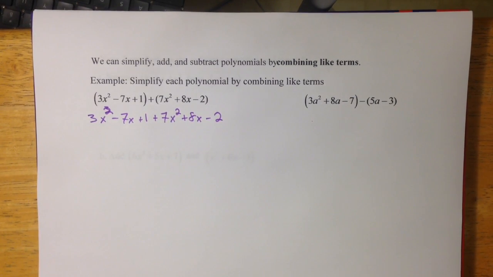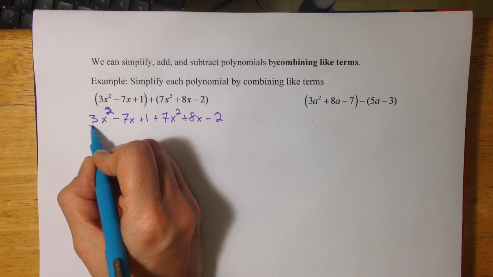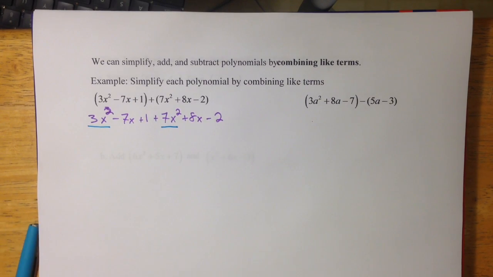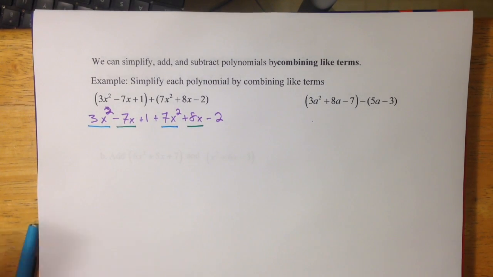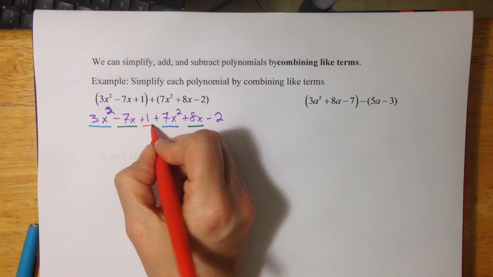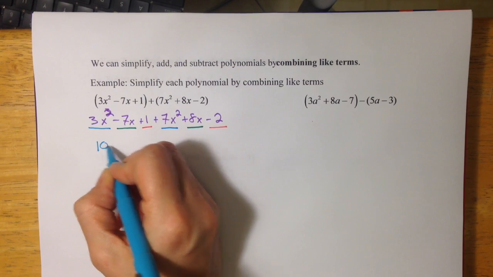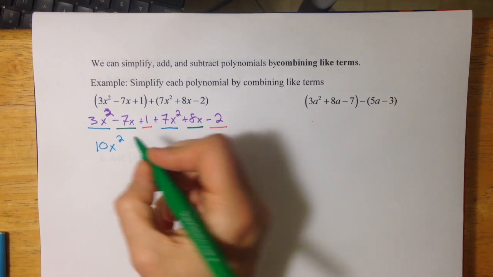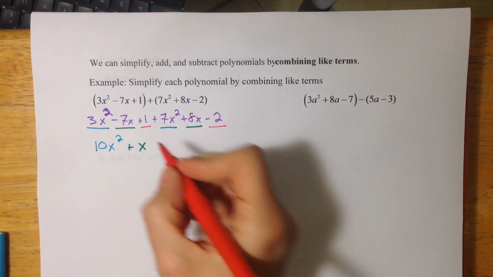Now let's identify the like terms. Like terms have exactly the same variable parts, but the coefficients are likely different. For instance, 3x squared is a like term for 7x squared, since they both have x squareds. There's another two terms that only have x's, the negative 7x and the 8x. And finally, the two constant terms are like terms, 1 and negative 2. So I can go ahead and combine those to give me 10x squared. The negative 7x plus the 8x will give me plus 1x, and 1 plus negative 2 will give me a negative 1.